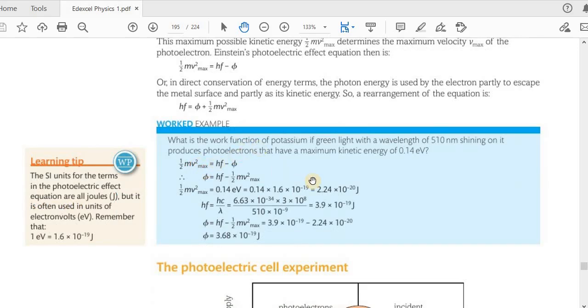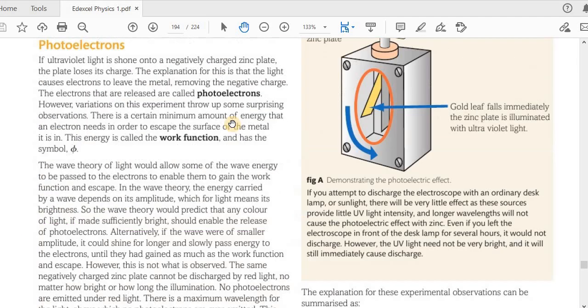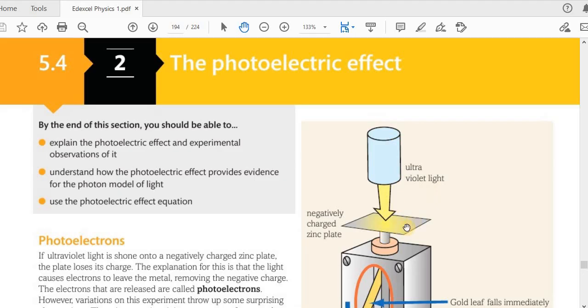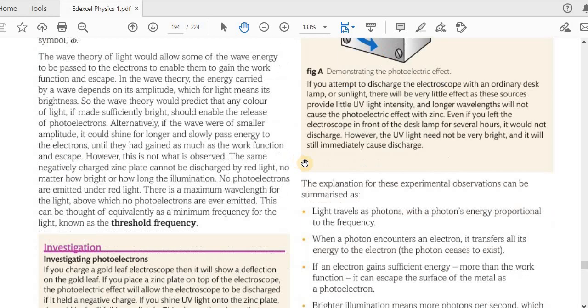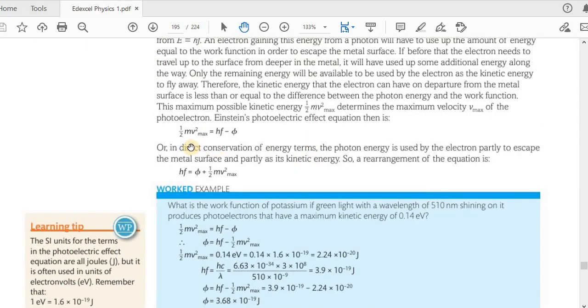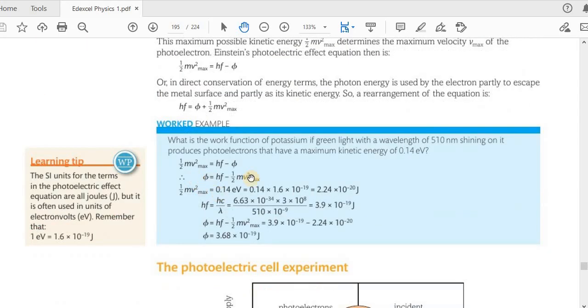Now let's go through this question to help you understand Einstein's photoelectric effect equation better. This is Einstein's photoelectric equation, and the electron escaping when the light falls on that surface is the photoelectric effect. We are going to use it now.